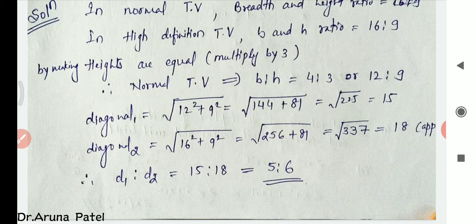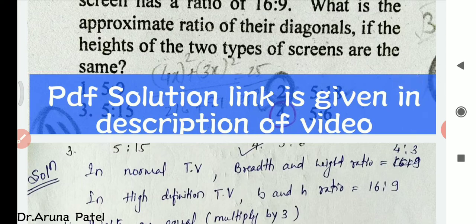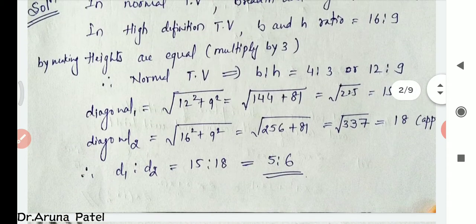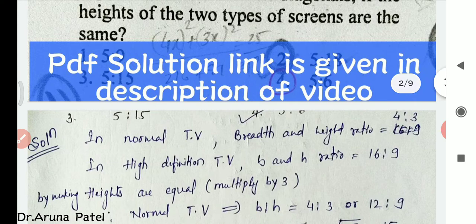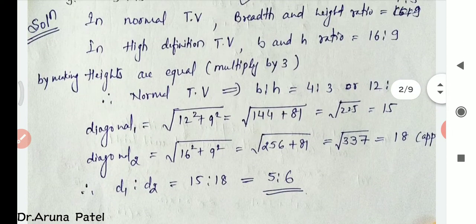Here we have to solve that in the question. What is the approximate ratio of their diagonals? So the approximate ratio is 15:18, which equals 5:6 on simplifying, which is given in option number 4. So the fourth one is the correct answer for this question.